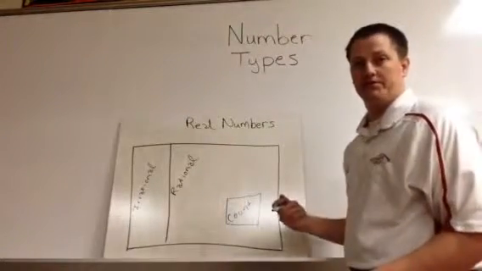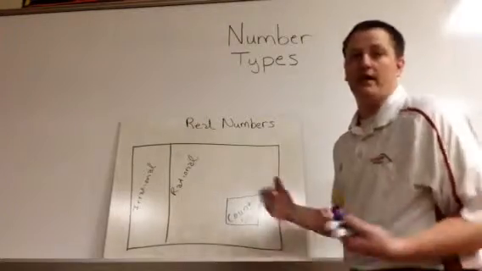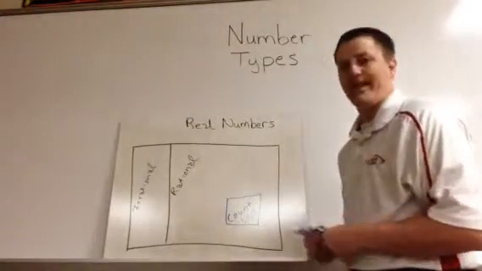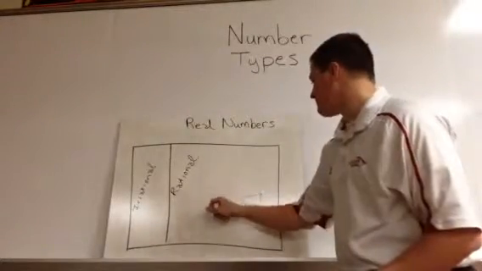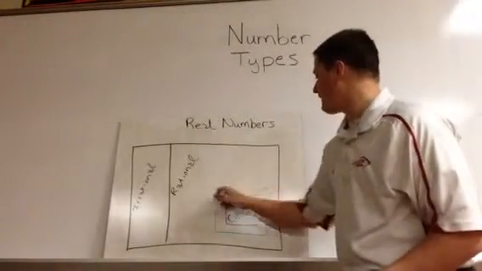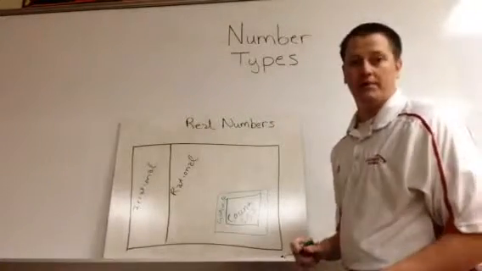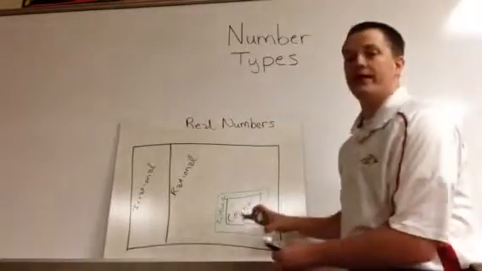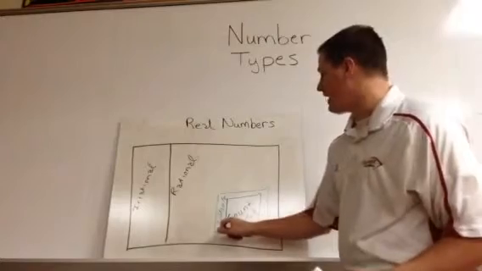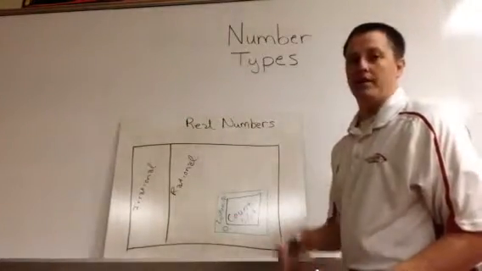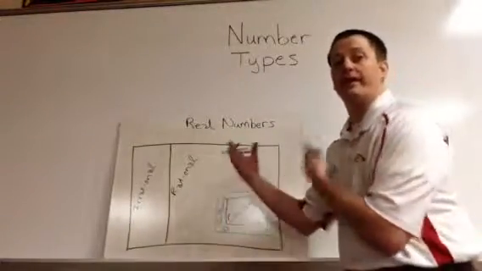The counting numbers. We count with these: 1, 2, 3, and so on. After the counting numbers, we progressed a little from there, and we created whole numbers. Whole numbers include the counting numbers, but also add in 0. So the whole numbers are 0 plus all the counting numbers, 1, 2, 3, and so on.